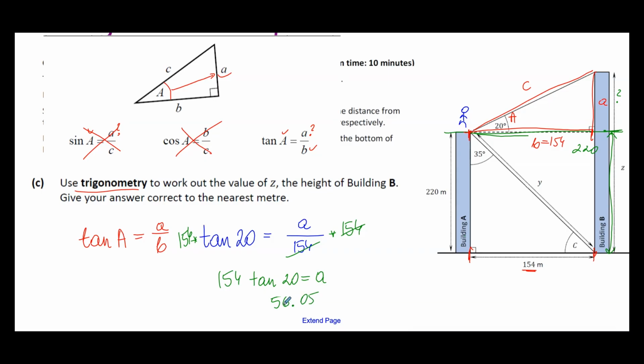56.05. Now, the question was for the whole z, so it's not only this part, but together with 220. So 220 plus 56.05 in our calculator, and to the nearest meter we get 276 meters. So that's our answer here. Again, trigonometry, Pythagoras, very, very important. They go with us to the Leaving Cert.